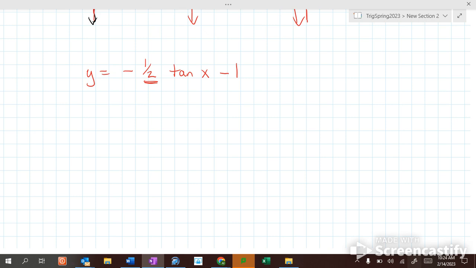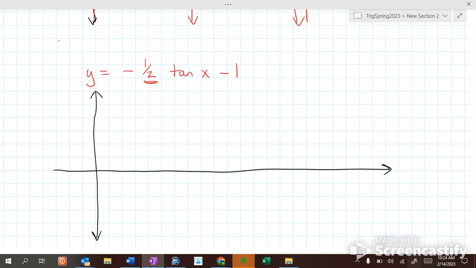So, are we shrinking it left or right at all? No. We're not moving anything left or right. So, I'm just going to go 2 squares to get to pi over 2. And another 2 squares to get to pi, and so on. So, pi over 2, pi, 3 pi over 2, 2 pi, 1, 2, negative 1, negative 2.